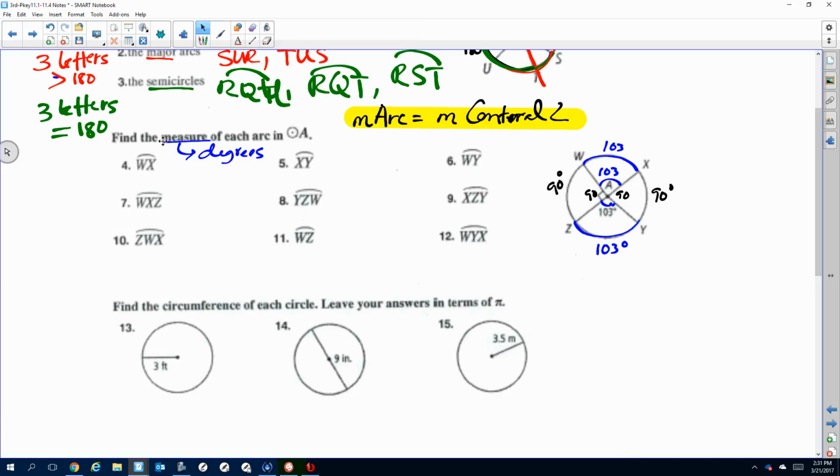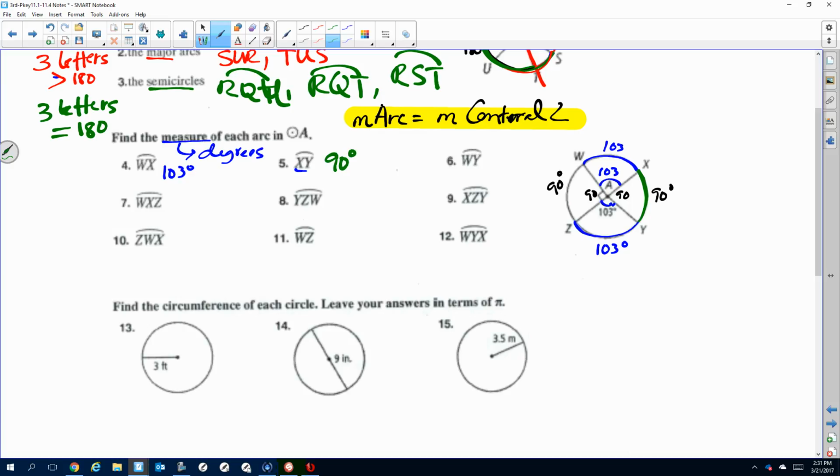And now we're just going to put in the degree measure for each arc. The order of the letters is important. Lets me know which one I'm identifying. So on this first one, I've already labeled it. We should have 103 degrees. For XY, we're starting basically from X. We're going to Y. And we see right there that is 90.